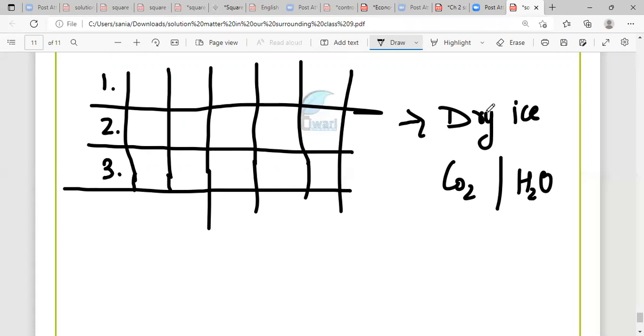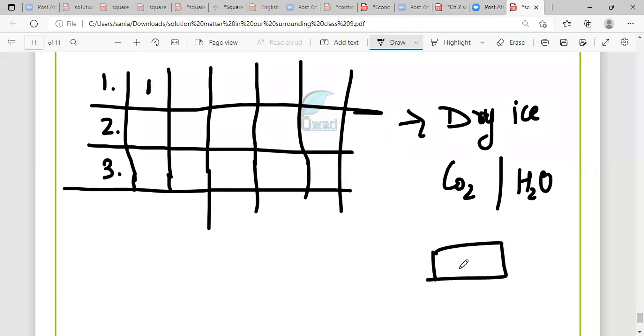Okay. So dry ice is made up of CO2 or H2O. You heard this dry ice when we were doing it? You were there? Yes, ma'am. So it is made up of H2O or CO2. H2O is basically water, or CO2. CO2? Okay, good. So basically, it is made up of CO2.